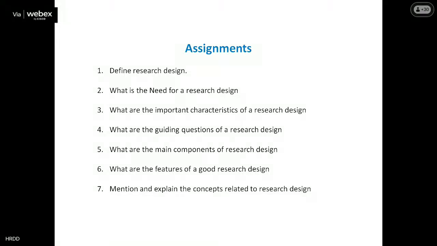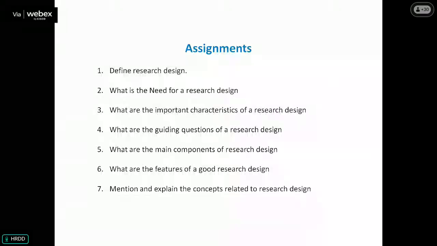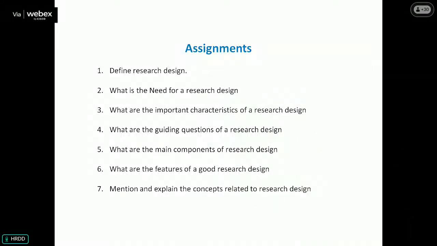As you get the answer, you will be able to define the research design, and it will have 4 components. So what are the main components of research design? There are 4 components. What are the features of good research design? We told that it is flexible. Also mention and explain the concepts related to research design. There are 10 concepts. What are they?